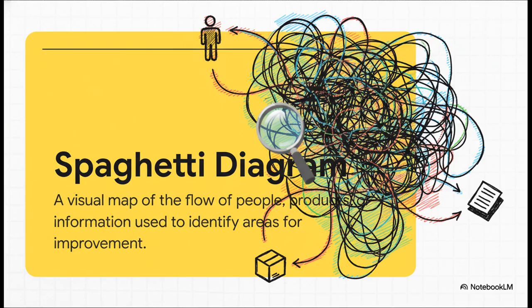A spaghetti diagram is basically a visual map. You literally follow a person or a product or even a document, and you trace its entire path from the start of a process to the very end. And why the name? Because when a process is really inefficient, the final drawing with all its tangled, overlapping lines looks exactly like a messy plate of spaghetti. It's the perfect picture of chaos.